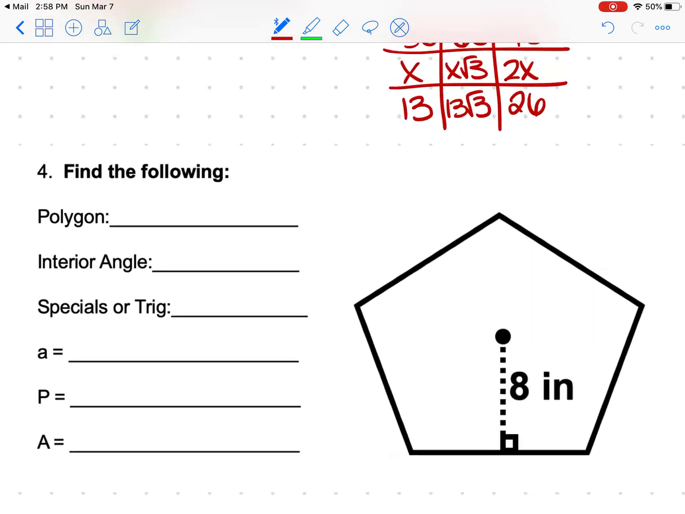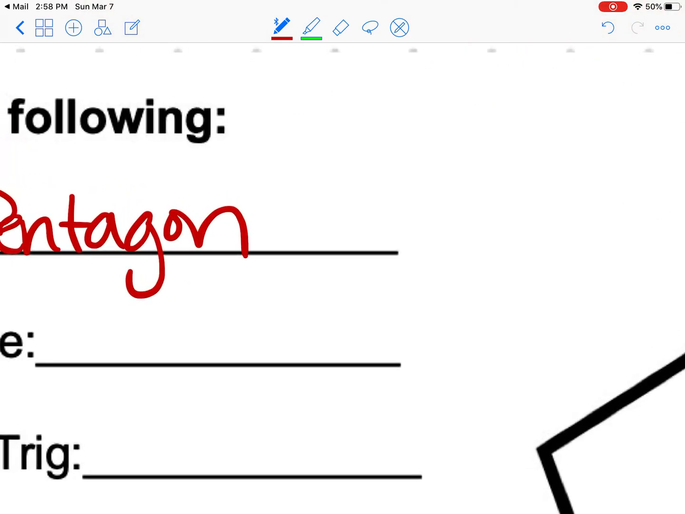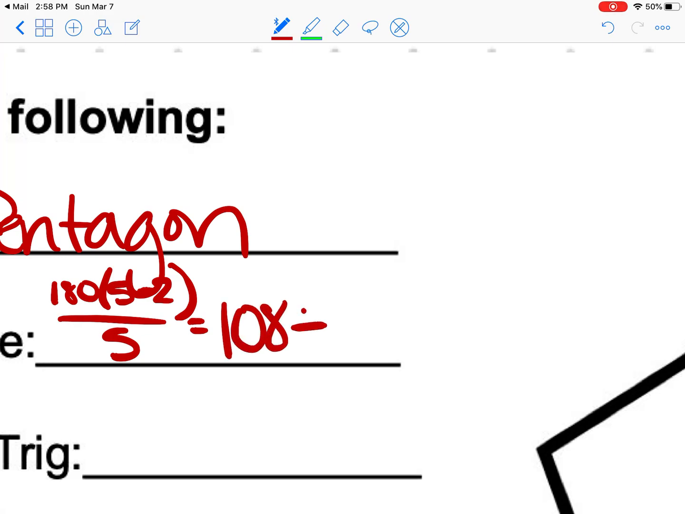All right, last one here. We can see it's a 5-sided figure, so we have a pentagon. Interior angle, it's 180 times (5 minus 2) divided by 5. So 180 times 3 divided by 5 is 108. Radius bisects it, so let's cut that in half, giving us 54 degrees.